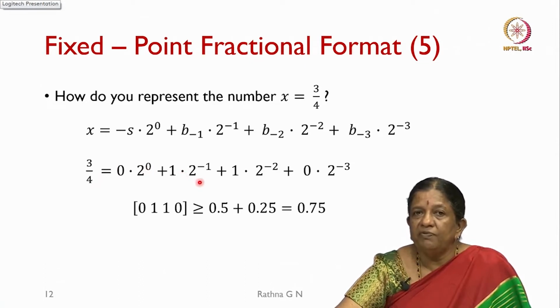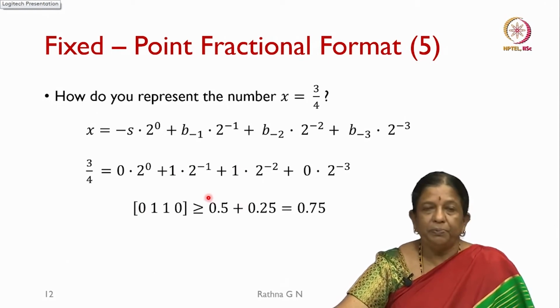So, 0.5 is given by this weight, and the next bit will be representing 0.25. So, 0.5 plus 0.25 will be 0.75. So, the binary representation is 0, 1, 1, 0. Since it is a positive value, we have put it as 0, and then we have these two as the representation, and the last bit is going to be 0.